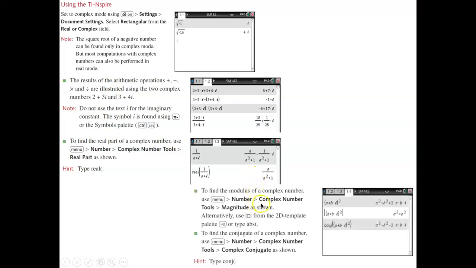You can also find the modulus by going through this list of commands or using the modulus symbol, which is in the 2D template palette, or my particular favourite, just type ABS bracket. And you can find the complex conjugate by just typing conj and then bracket. So just make sure you're aware of all of those ways you can use your CAS to help you with complex number calculations.